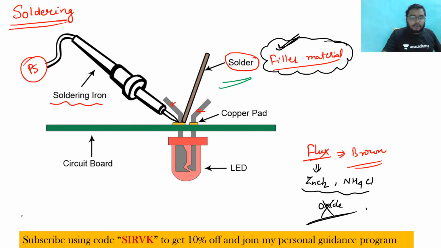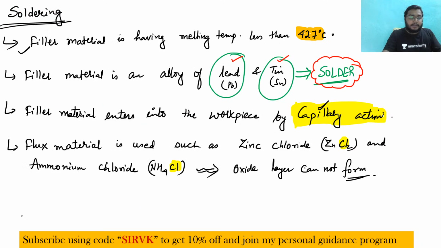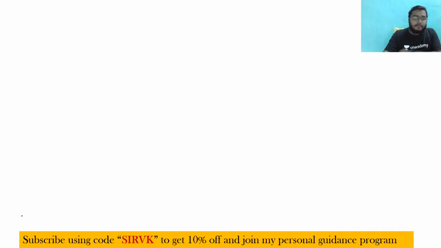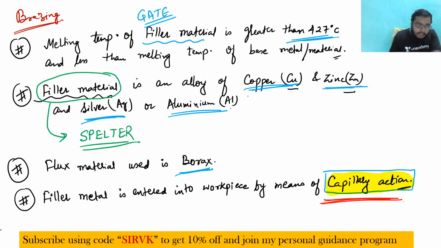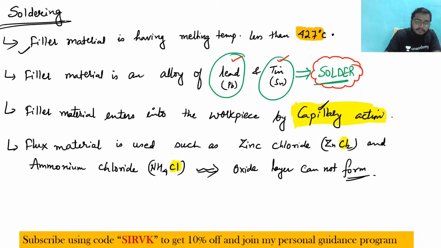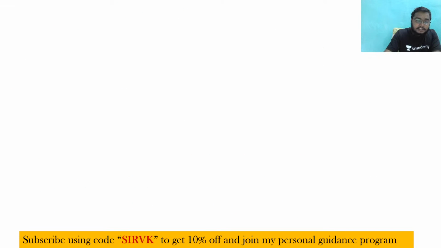So let's move to our next topic. But before moving on, I again want to emphasize, this is due to the capillary action. Fine. What is next? In soldering also this is due to the capillary action. Now there is a next welding process, that is known as braze welding.